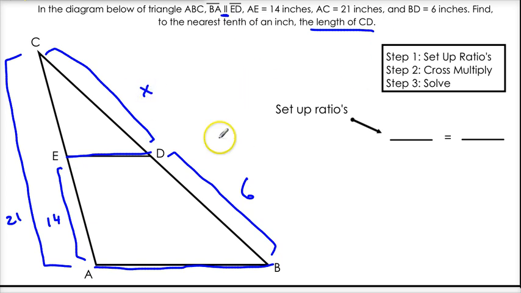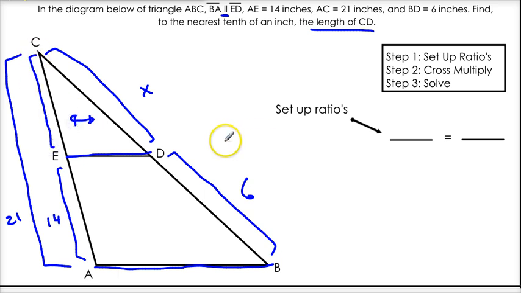Now, we do have some good information here. But the problem is, the way this theorem works is that the top part to this part is going to be proportional to this part to this part. But I don't know what CE is. I know AC is 21, and I know AE is 14, but I don't know what CE is. How am I going to get CE so I can use my theorem?